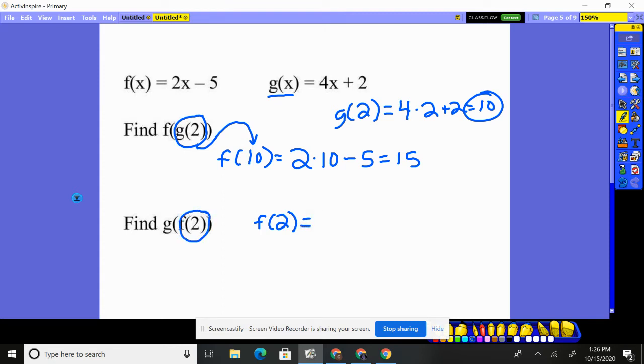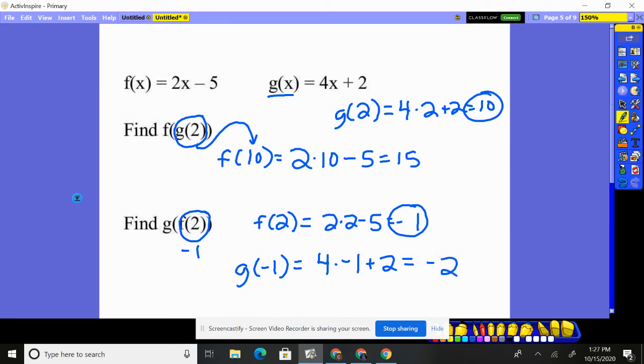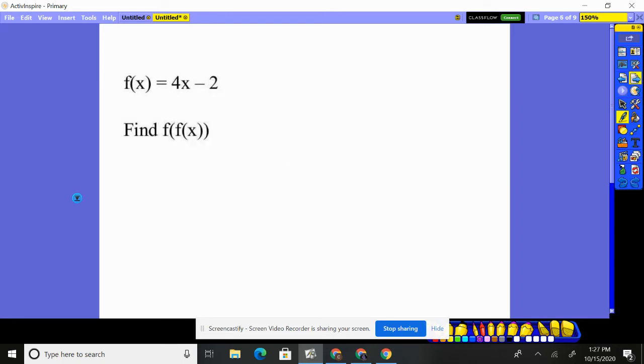So f of 2, we plug 2 into the f function. 2 times 2 minus 5. Ooh, negative 1. So I'm going to plug a negative 1 in here. I want to now do g of negative 1. I've got my answer to the f function, and I'm now replacing that into the g function. G of negative 1 is 4 times negative 1 plus 2, negative 4 plus 2, negative 2. Notice the answers. This was negative 2. That was positive 15. Yes, the order completely changes things. And we said that from the beginning.